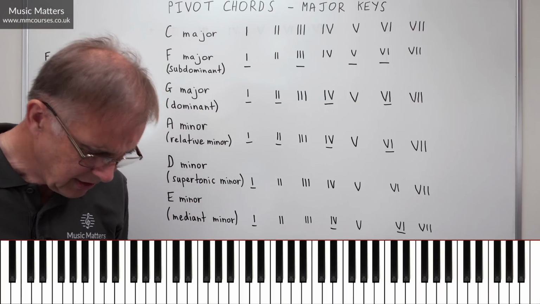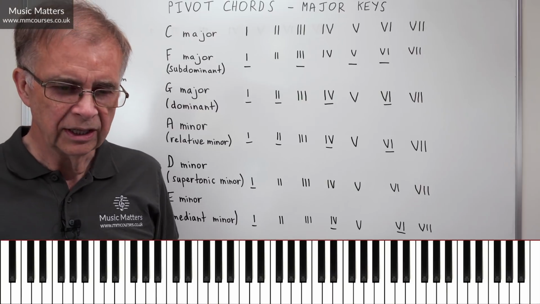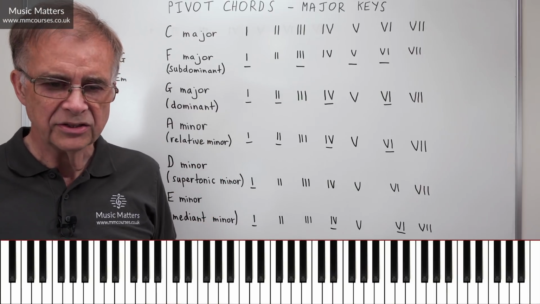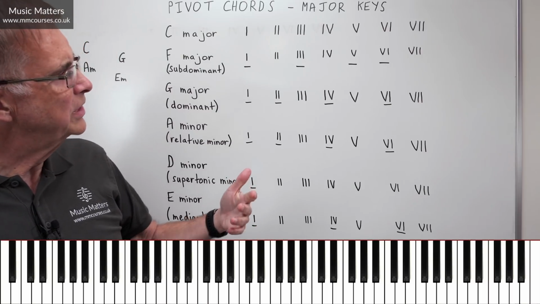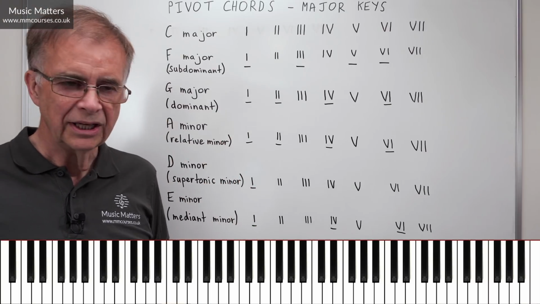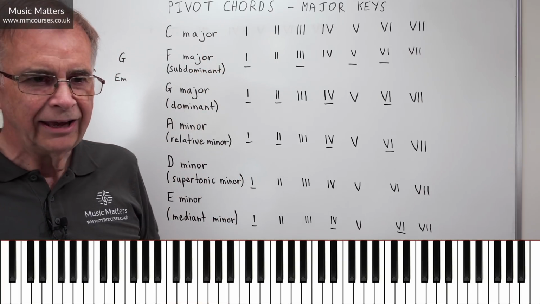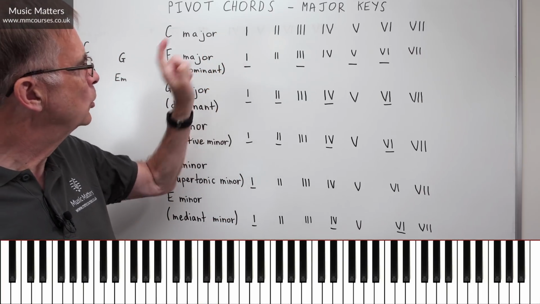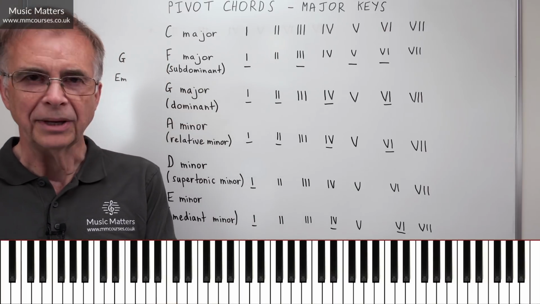So let me demonstrate this a little bit so you can see how this might work. I've got a little musical phrase that I'm going to use in C major, and then we're going to think, how could we use a pivot chord to modulate to one of these other keys? So let's go from C major to F major, and we're going to use chord 1 in F major as the pivot chord. So here's a phrase in C major.